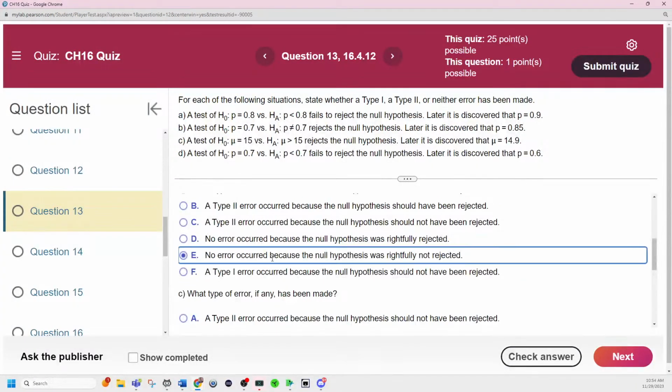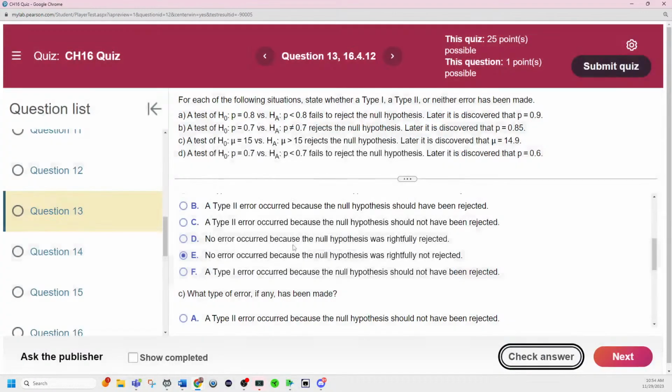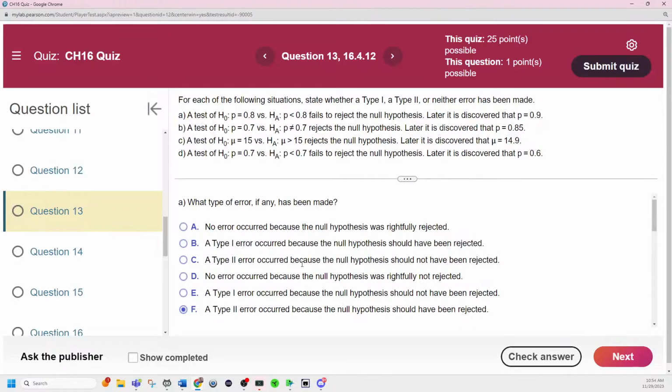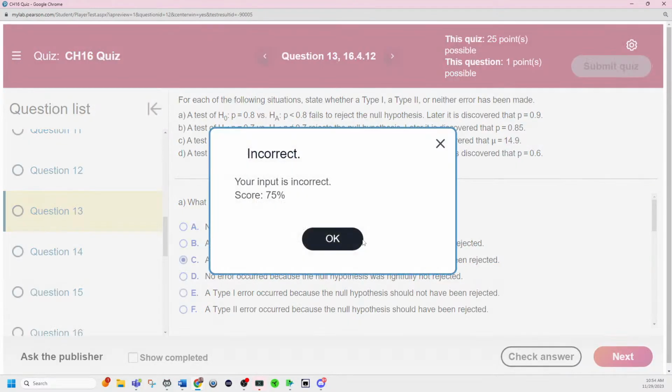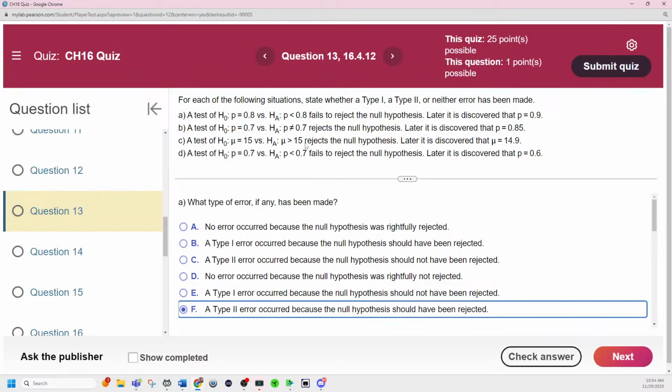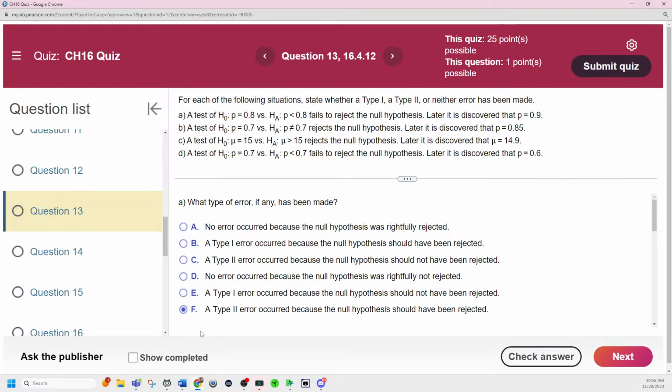First one we did? Literally the first one. It is the first one. Let me read it again. A test occurred with this right here. She fails to reject the null. Later it is just... Oh! It's the alternative.